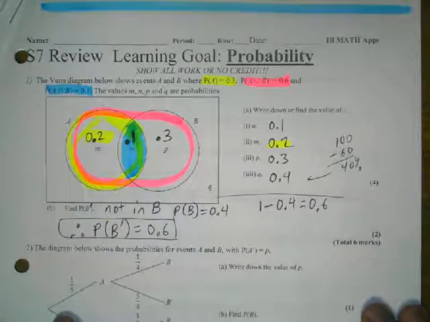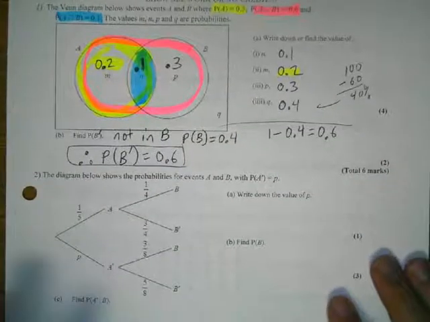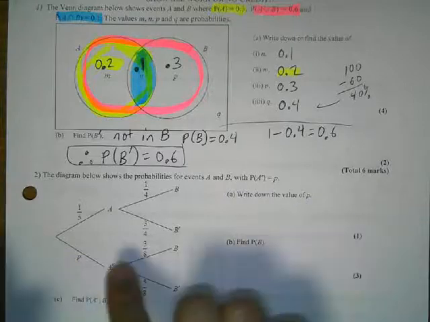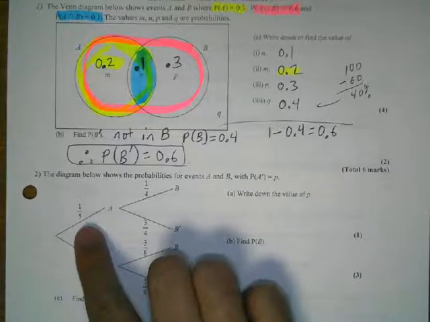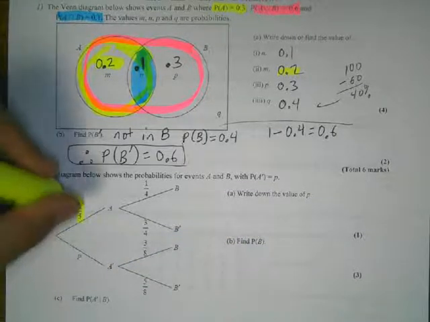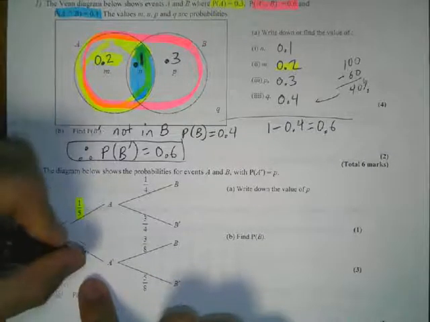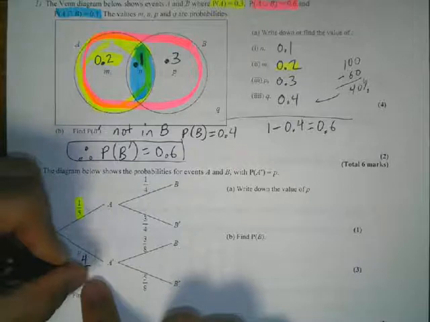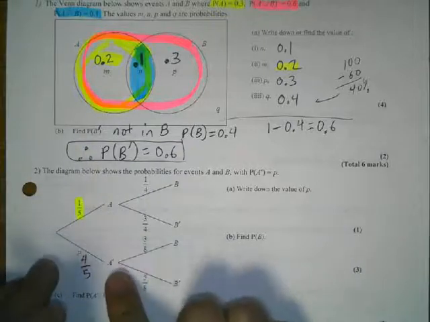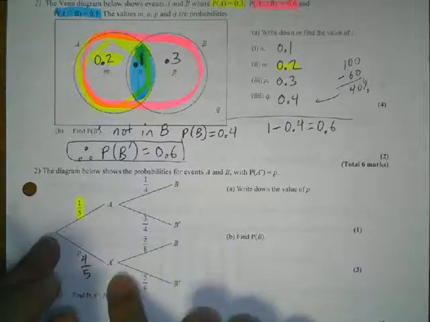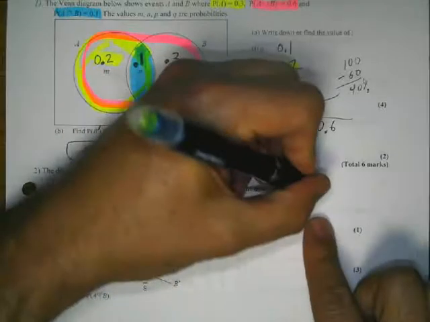Okay, now let's do question 2. The question is write down the value of P. So if we know that this here is 1/5, this here is going to have to be 4/5, because these branches of the tree must add up to 1. You're either going towards A or you're not going towards A. So the value of P equals 4/5.